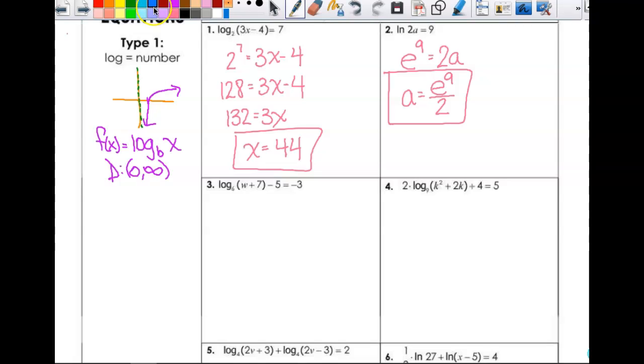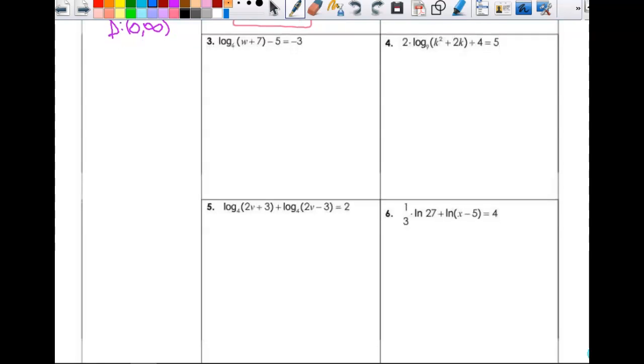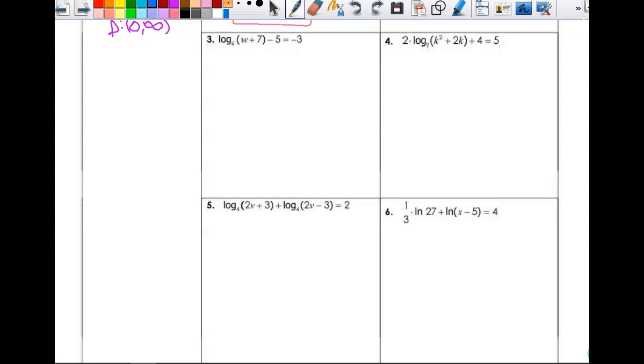All right, let's look at number 4. So at number 4, my log is not isolated, so I'm going to have to actually do a little stuff to make that happen. So the first thing I want to do is I'm going to move this 4. The 2 could come up here and be an exponent, but I'm not going to do that just yet. So I've got 2 times log base 9 of k squared plus 2k equals 1.